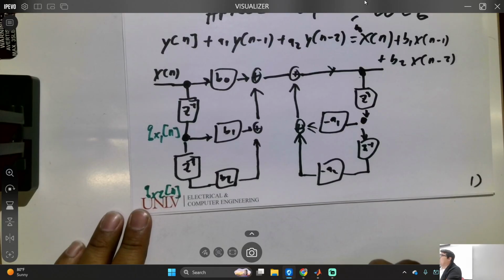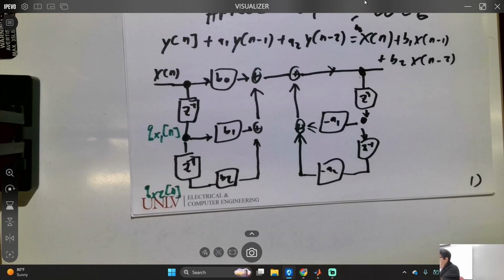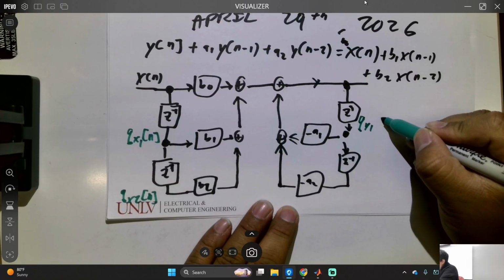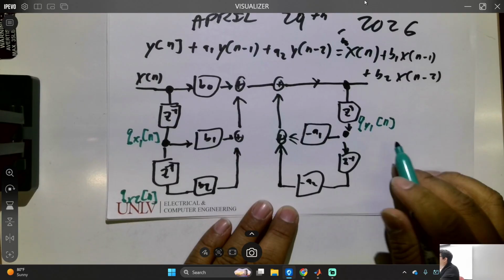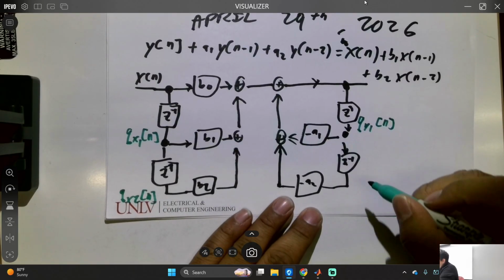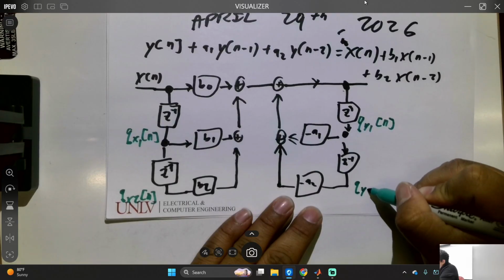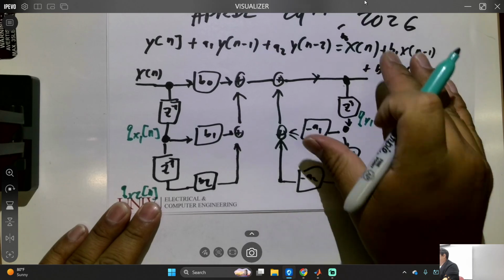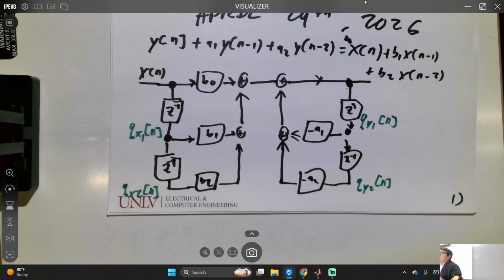Everyone following what I'm trying to do? And then right here, I'm going to do QY1 of n, that's a state. Easy peasy. QY2 of n, this is what makes sense for me. The x's are on one side, the y's are on one side. 1, 2, boom. Everyone understanding what I'm trying to do?